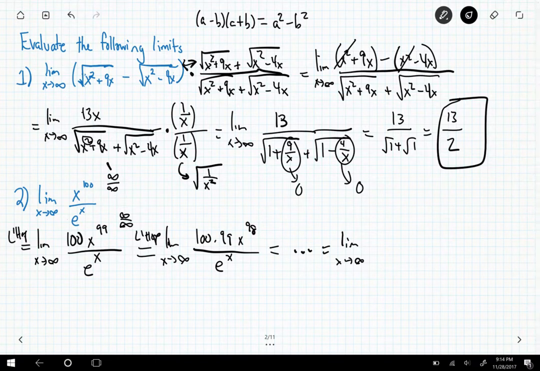But you continue this process until you get x to the 0, right? X to the 0 is just 1, so you've gone 100 times 99 times 98 times 97. An easier way for us to write that is just 100 factorial over e to the x.